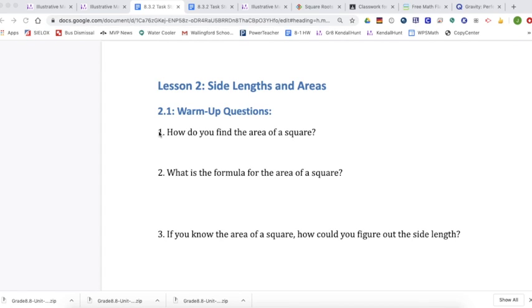How do you find the area of a square? Think about how did we find area of a square if we knew something about it. What is the formula? Is there a formula for the area of a square? Let's go backwards. If we knew that area, how could I figure out the side length? So take this time on your task statement Google Doc to try to jot down an answer to a couple of those if you have anything for that. Otherwise, I'll go over that. You can just jot it down on your own.